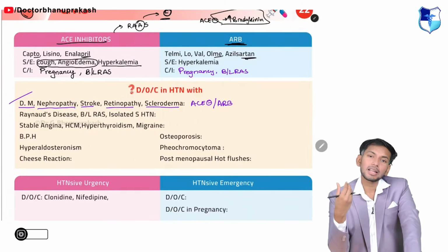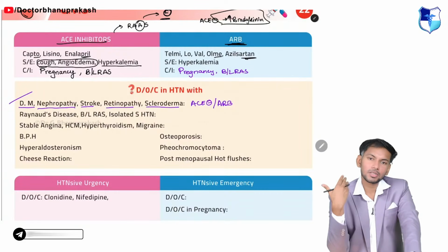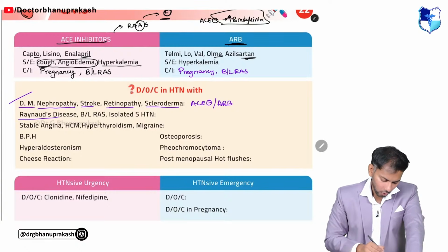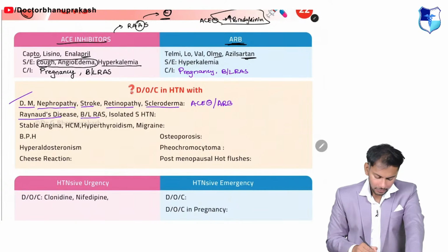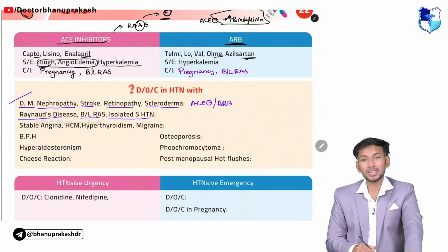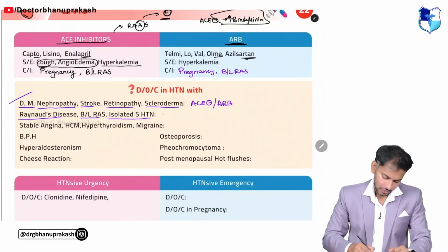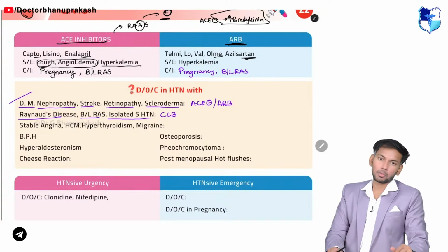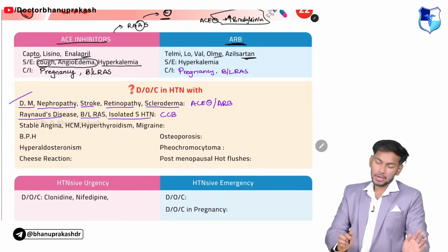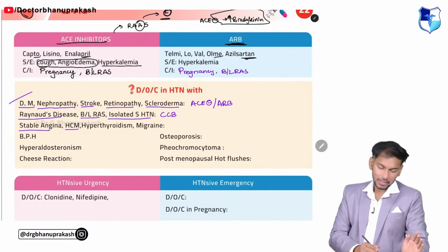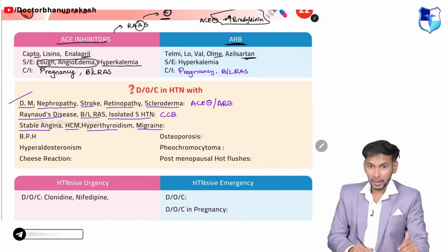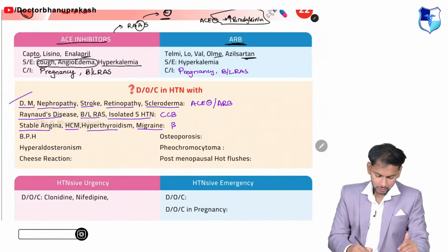Now, if a person has bilateral renal artery stenosis, I am telling you, you cannot use ACE inhibitor. So what will you use? You will see here. If a person has Raynaud's disease, bilateral renal artery stenosis, isolated systolic hypertension, the drug is going to be calcium channel blocker. Now, coming to the important one, if a person has stable angina, HCM, that is hypertrophic cardiomyopathy, hyperthyroidism, and migraine, the drug of choice is going to be beta blocker.